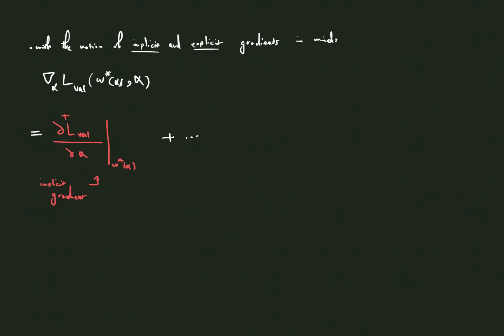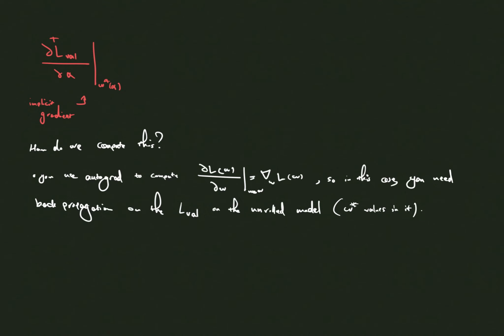So the first thing that we want to have is the implicit gradient, in which we assume that the omegas are fixed and constant, and then we derive it with respect to alpha. And this was the implicit gradient. Now, one question that we would have is how to compute this here.